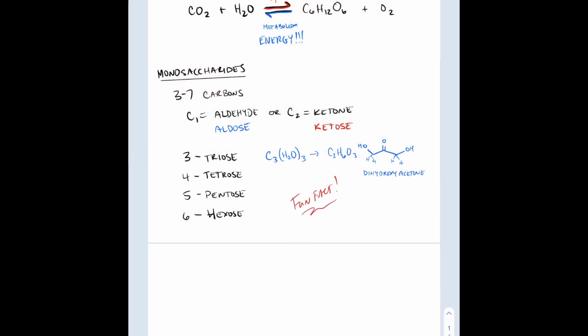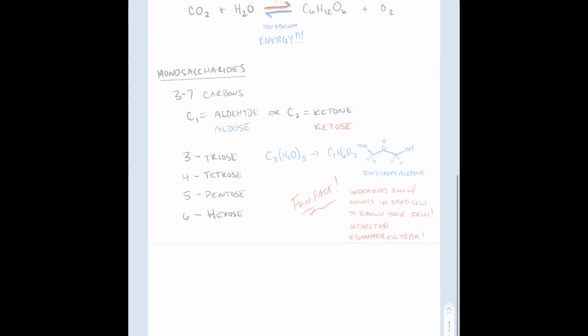A little fun fact about dihydroxyacetone is it's actually in artificial sunscreens, and it undergoes a reaction with the amino acids or the proteins in your skin, I think the dead skin, and it results in a browning effect. And that's what gives you that fake tan. That's why it can wash away. Hashtag fake tan, hashtag summer all year, whatever.